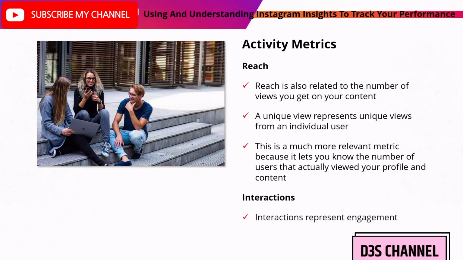Interactions. Interactions represent engagement. This is likes, comments, shares, and saves. This is a much more accurate metric when it comes to determining performance because it lets you know if you're getting a healthy amount of interactions when compared to your impressions and reach.